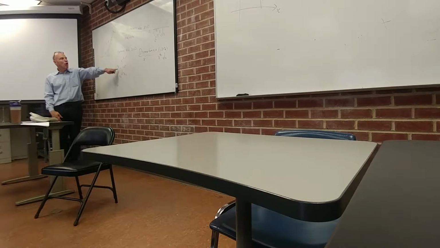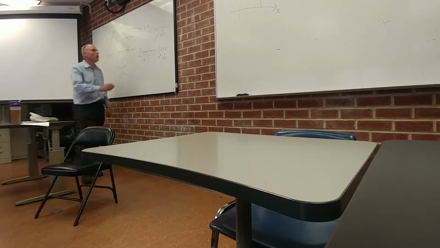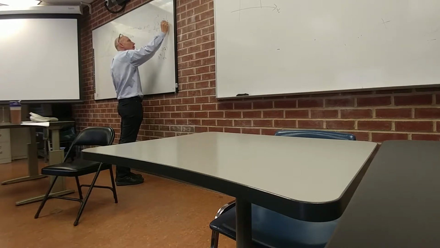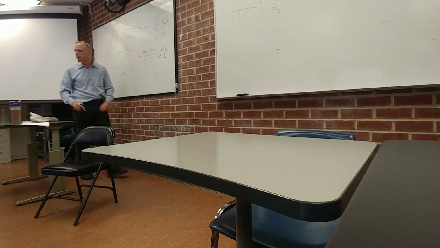So this is the moment for one slice. And then for x bar, we need to do the sum of all these moments. So we're going to add these up from 0 to 2 of x times x squared dx.